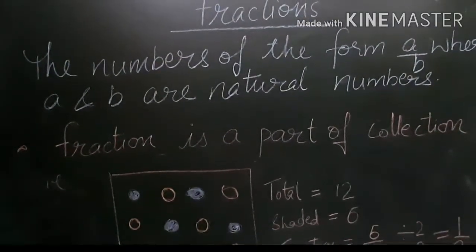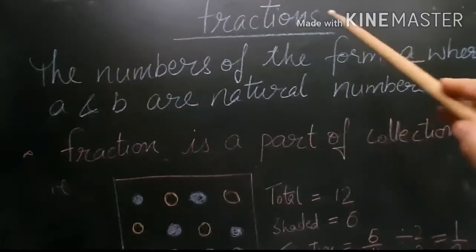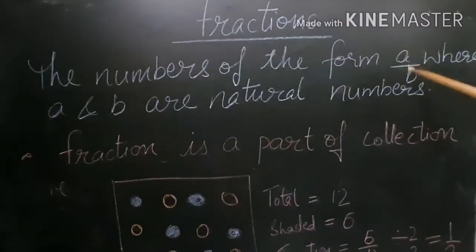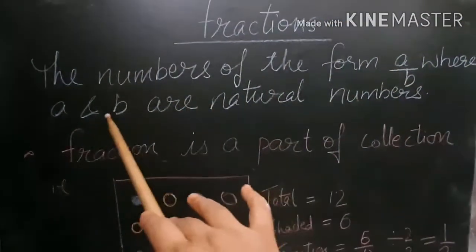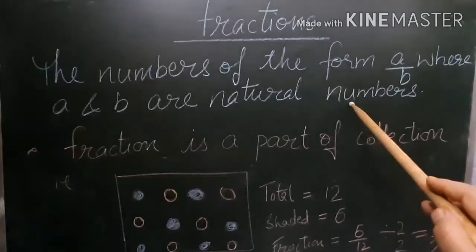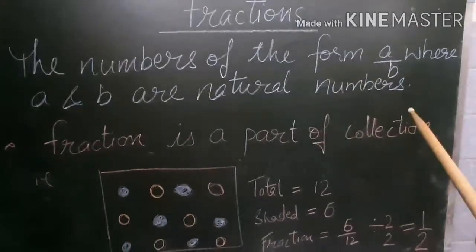Today we are going to learn more about fractions. Now let us understand what fractions are. The numbers of the form a by b, where a and b are both natural numbers, are known as fractions. Basically, a fraction is a part of a collection.